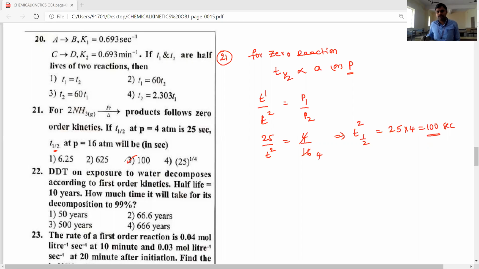Now let's see that 21. In the 21st question, the half-life period and time values they gave. At that time, the concentrations they mentioned in terms of pressure. Then that half-life is directly proportional to pressure or concentration. According to that, we calculated the second half-life value. It's very easy. Next, let's go for the 22nd question.